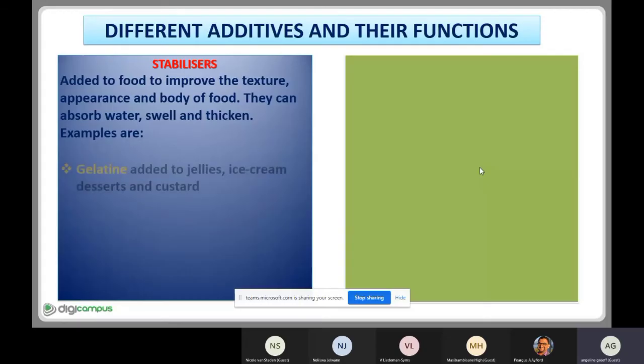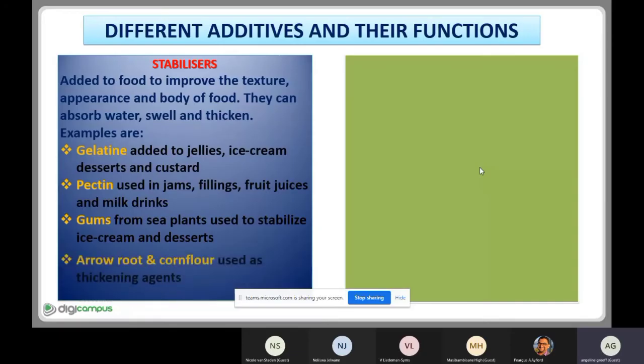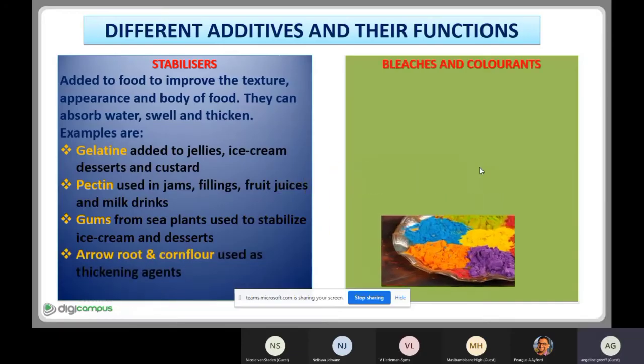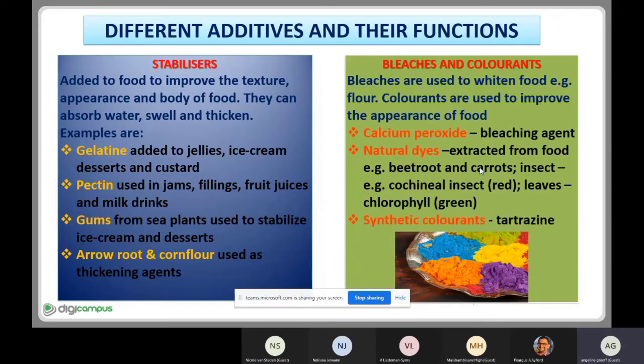Then there are stabilizers, used to improve the texture, appearance and body of food, and there are different types, gelatin, pectin, etc. So you need to know this. Bleachers and colorants are used to whiten the food. So there are different ones you need to know.